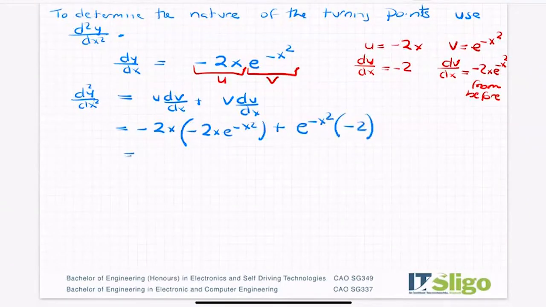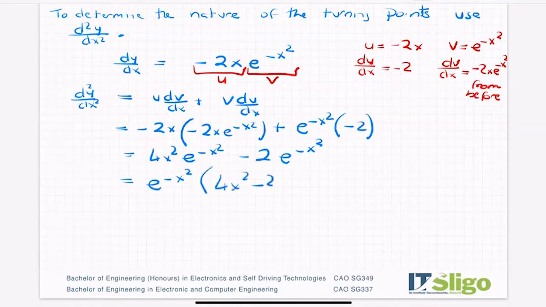And then let's tidy it up. Minus by minus is a plus. 2 2s are 4x squared e to the minus x squared minus 2 e to the minus x squared. Let's factor out the e to the minus x squared, and we get 4x squared minus 2. Okay, so that's my d2y dx squared.